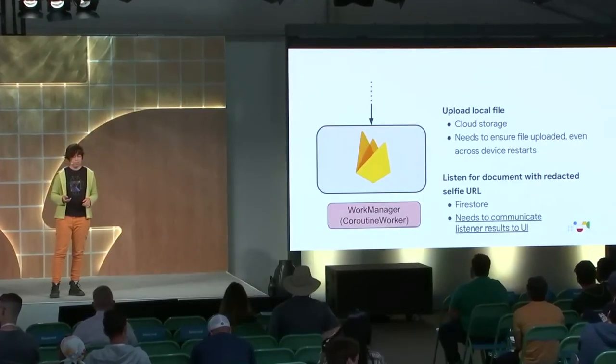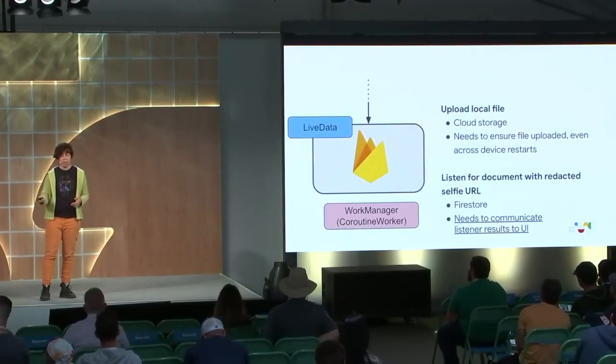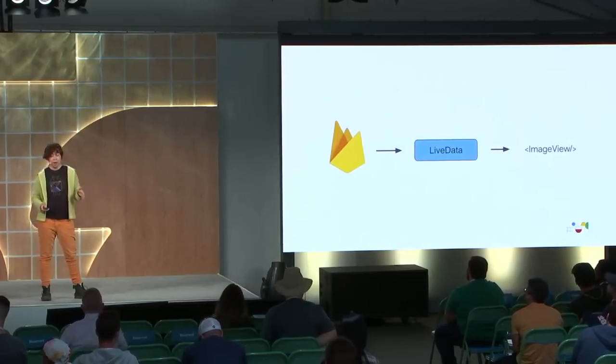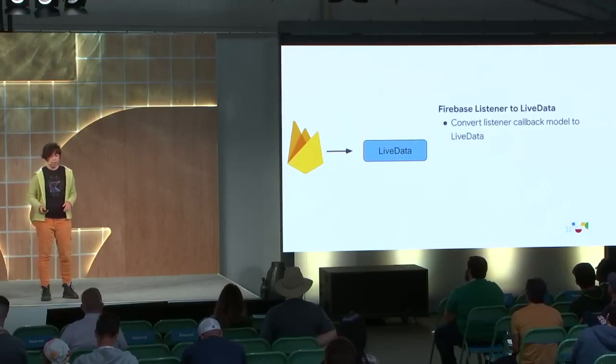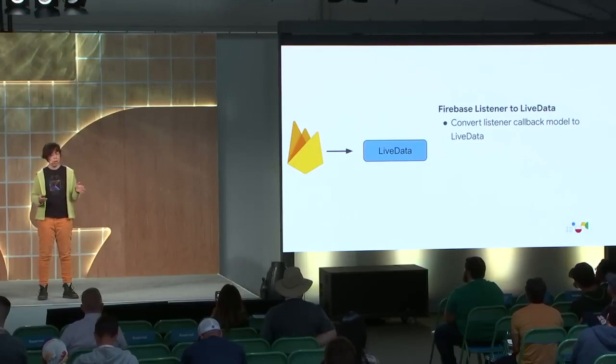OK, so now I've dealt with the uploading a file part of this. And I've used Cloud Storage as well as WorkManager and coroutines. Let's go ahead and take a look at that listener code. Ultimately, what we want to do is produce some sort of LiveData to communicate back to the UI. We want to take the information that we get out of Firebase, pipe it through LiveData, and then use that to update our views. There's going to be a number of things that we need to think about to get this to work. The first is how we're going to convert the listener callback code into LiveData.